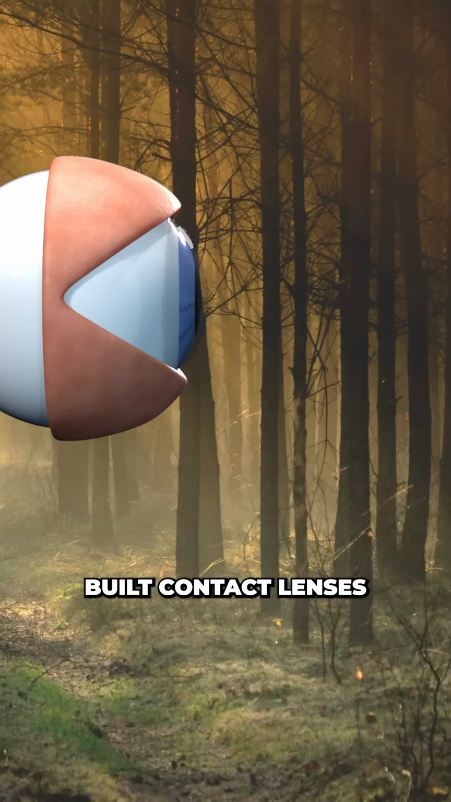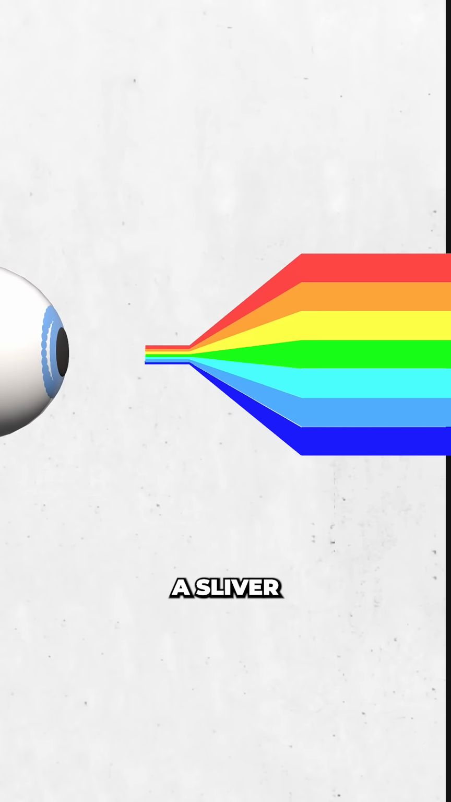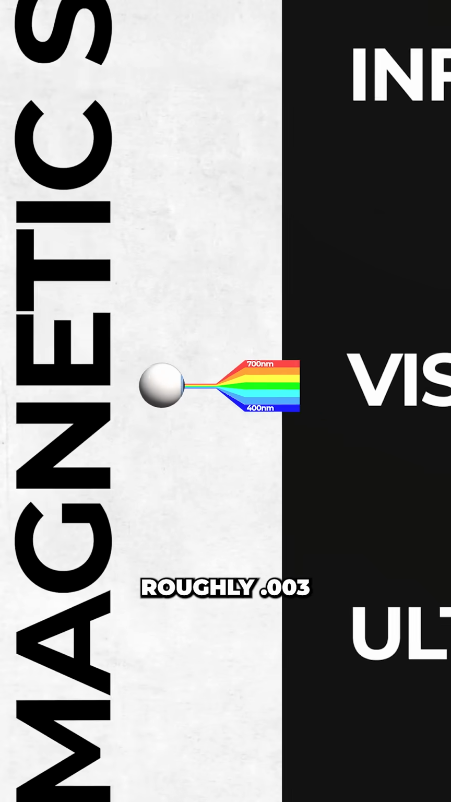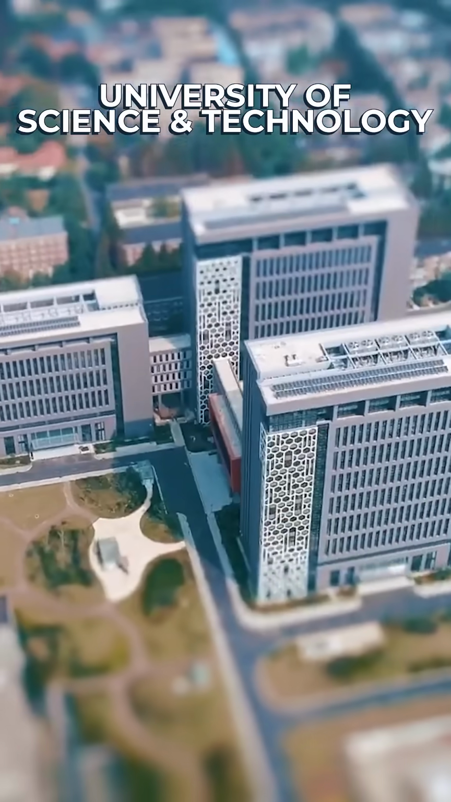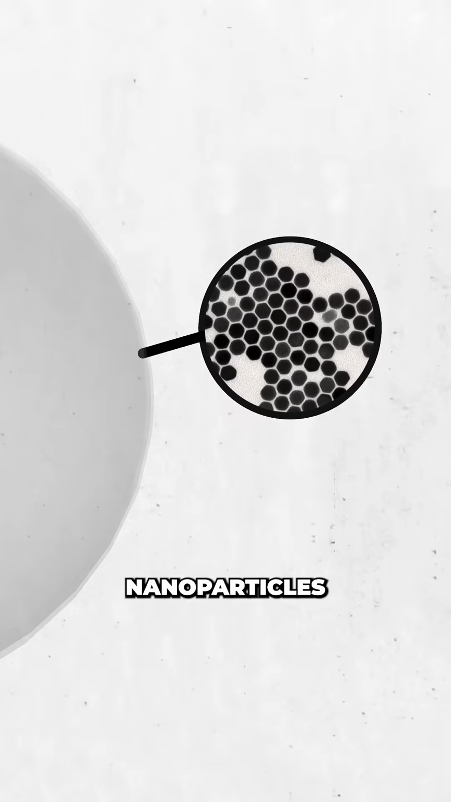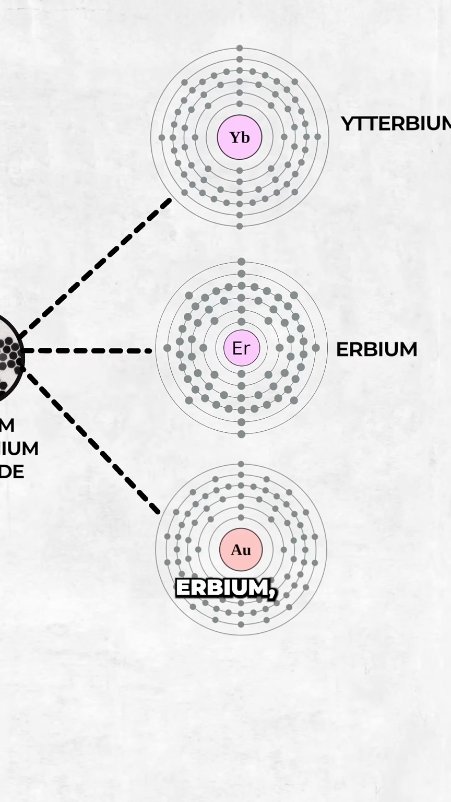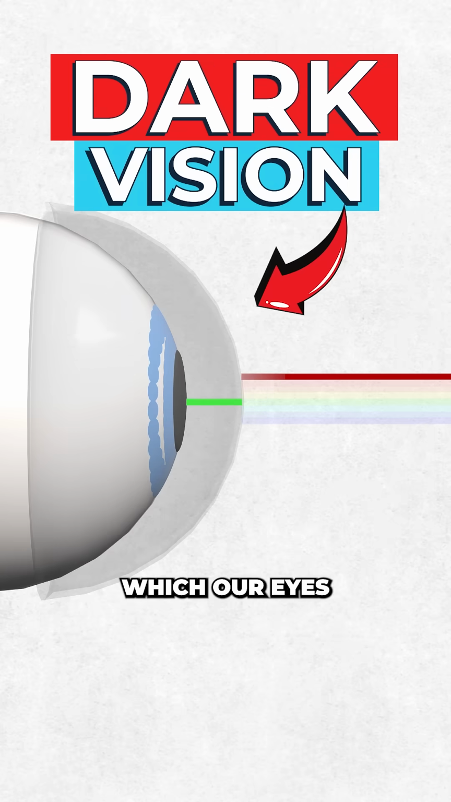Scientists just built contact lenses that let you see in the dark, even with your eyes closed. Normally, humans can only see a sliver of the light spectrum, about 400 to 700 nanometers, roughly 0.003 of the electromagnetic spectrum. But researchers at the University of Science and Technology in China developed soft contact lenses embedded with up-conversion nanoparticles made of sodium gadolinium fluoride implanted with luminescent ytterbium, erbium, and gold. They were capable of absorbing near-infrared photons and re-emitting it as visible light, which our eyes can detect.